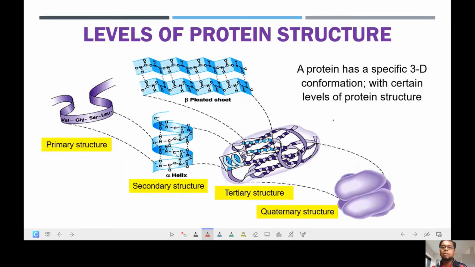A protein has a specific three-dimensional conformation with certain levels of protein structure. It might be the primary structure, the secondary structure, the tertiary structure, or the quaternary structure.